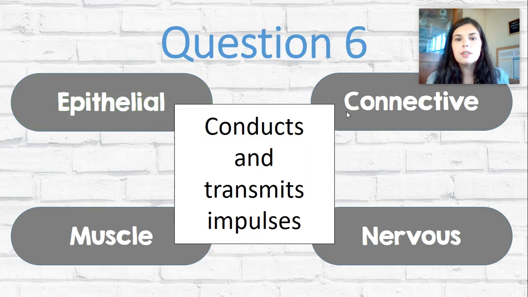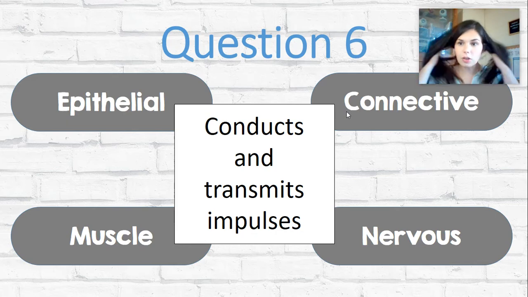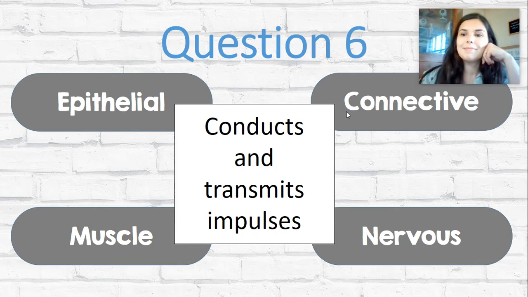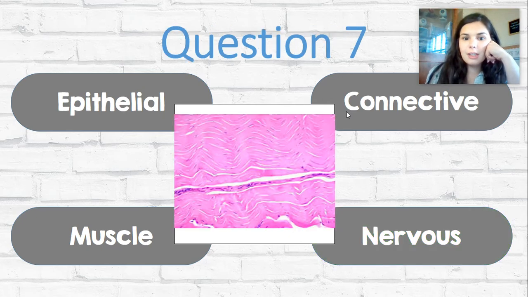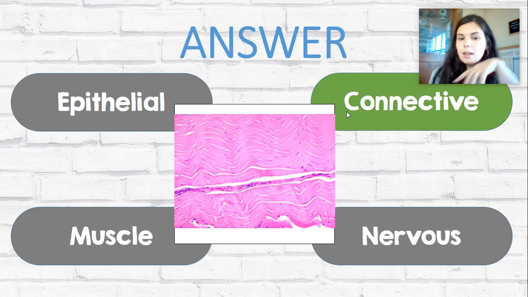Question 6, which of these tissues conducts and transmits impulses? Which one conducts and transmits impulses? Nervous tissue. Good job. Question 7, what type of tissue is this? This one can be kind of tricky, so you got to pay attention. Okay, if you're ready. This one is connective tissue.